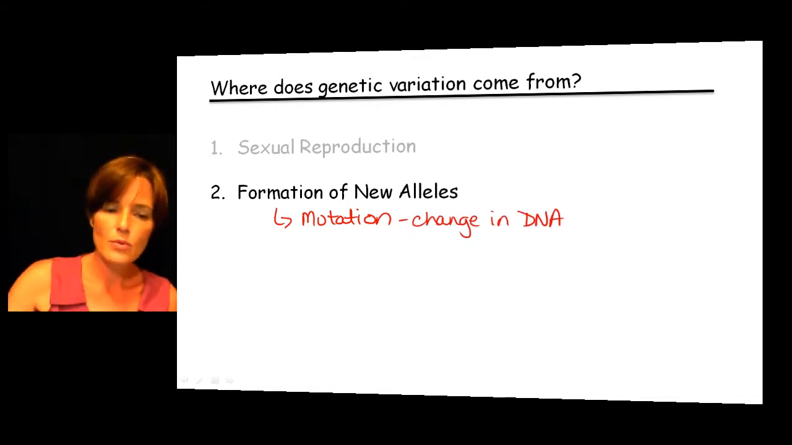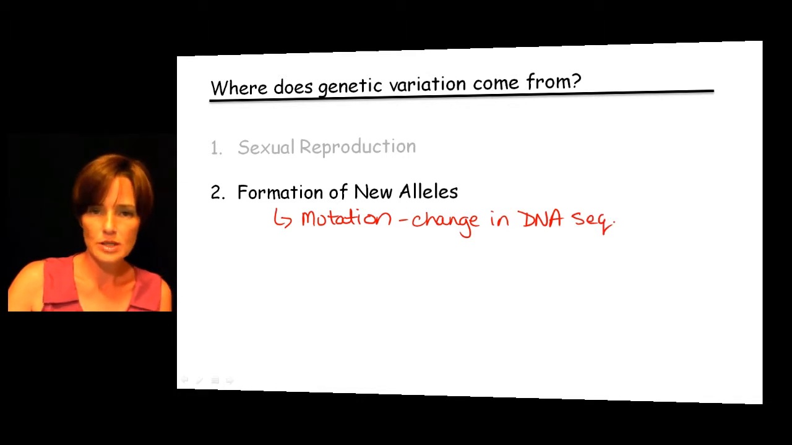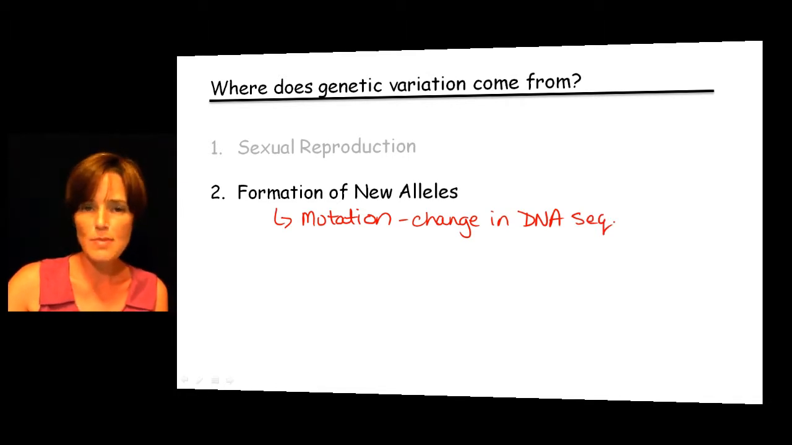It is going to be a random change in DNA sequence. That random change may be something that ends up being good, or it may be something that ends up being bad, but it is going to give you some new combination of nucleotides that natural selection could actually operate on.